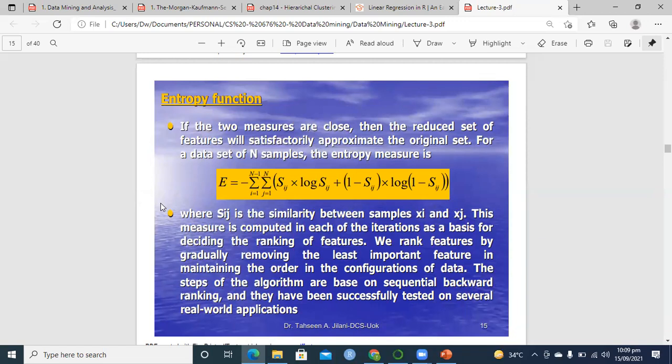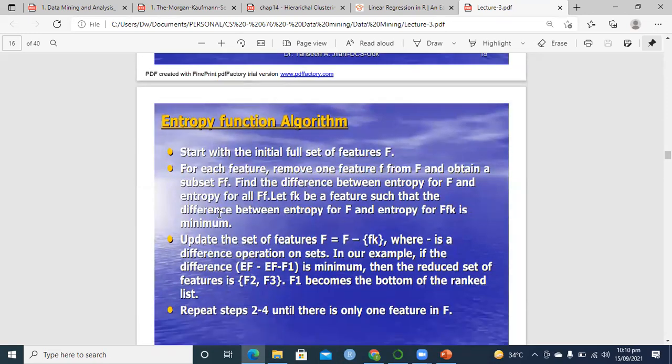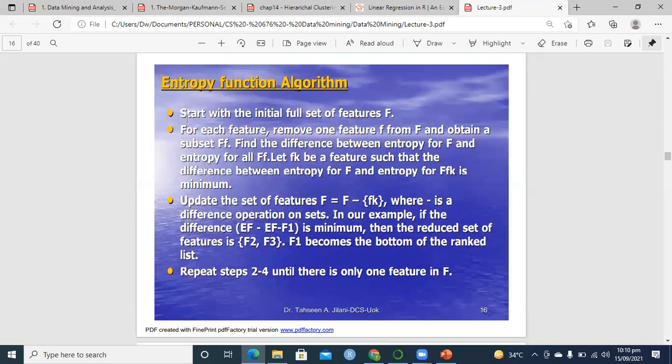Then you will remove one of the samples, or if you are working with variables, one of the variables, and then you will calculate this entropy again. Yeah, these are the steps. Start with the initial full set of features F. We have feature set F.